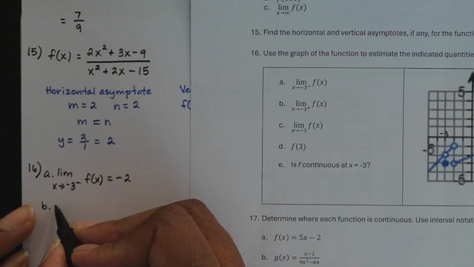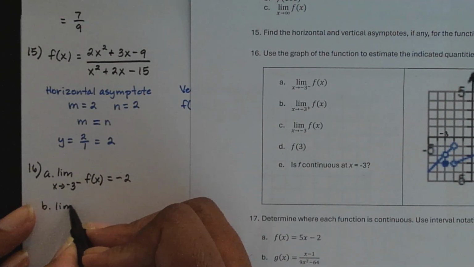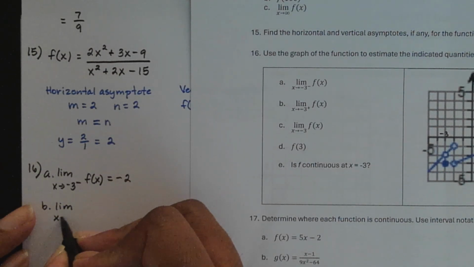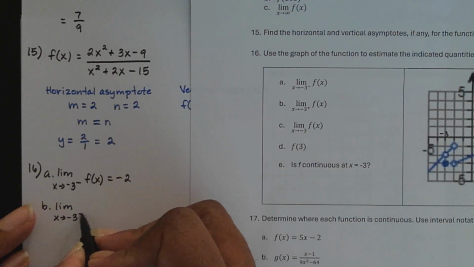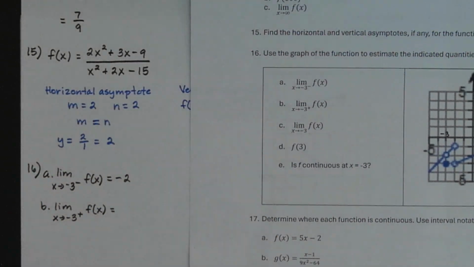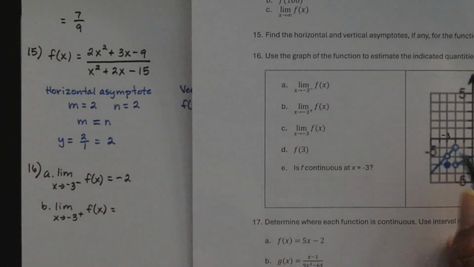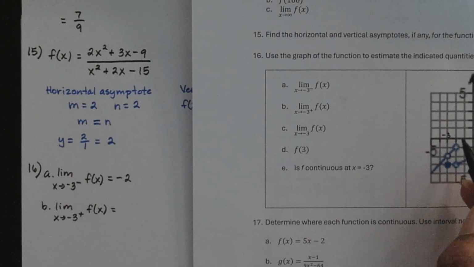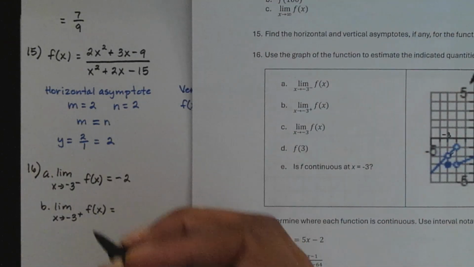Part B, the limit as x approaches -3 from the right of f of x. As we come in from the right of -3, the graph is getting closer and closer to what y value? Also -2.